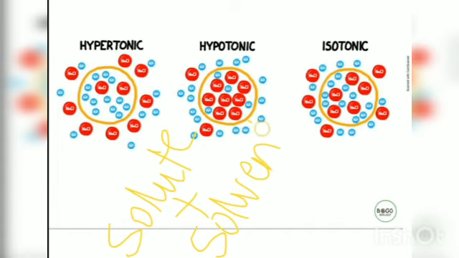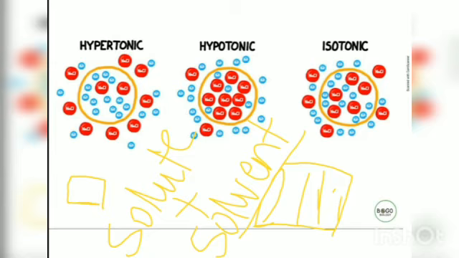Solvent is the liquid content of the solution. For instance, if you want to make a sugar solution, you have to add the sugar particles, which are the solutes, whereas the water content that you are taking is the solvent. Water is your solvent, whereas sugar is your solute.